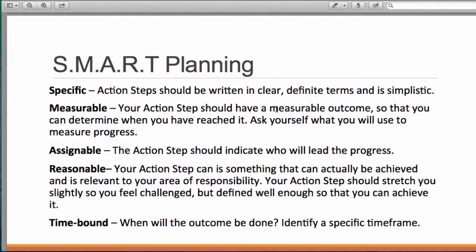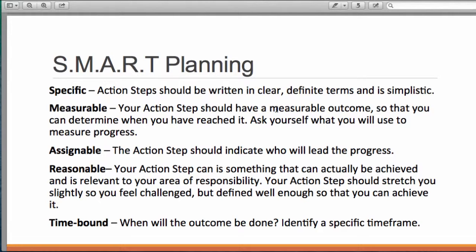There should be a clear outcome that can be either quantified or it can be measured with a tool somewhere down the road, and you're already thinking about what that tool might be to measure the progress on your action step. An action step should be assignable if possible. Who will be responsible for initiating progress on the action step?